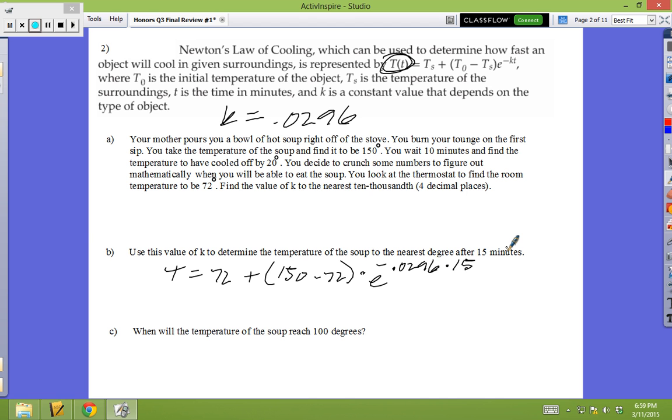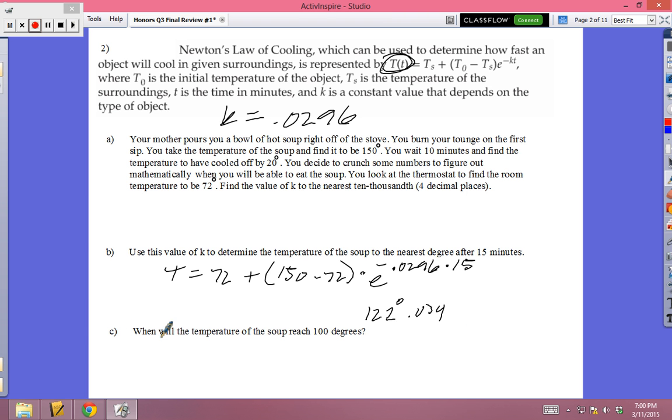So B is much easier because there's nothing to solve for. I just plug everything into the formula and it spits out the temperature. Okay, this spits out 122 degrees, 122.034.